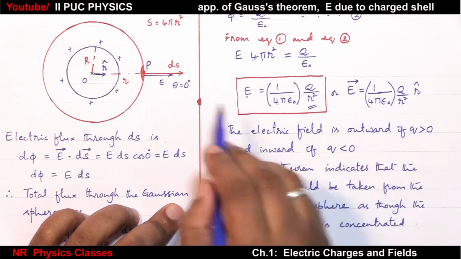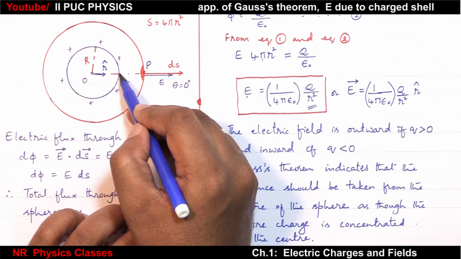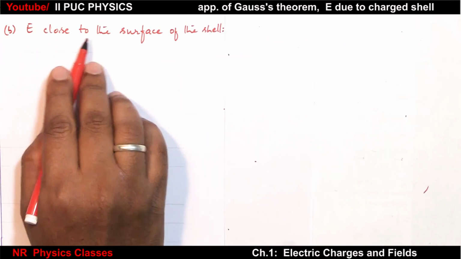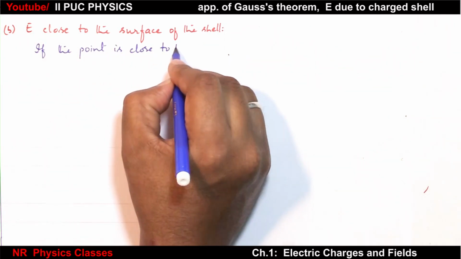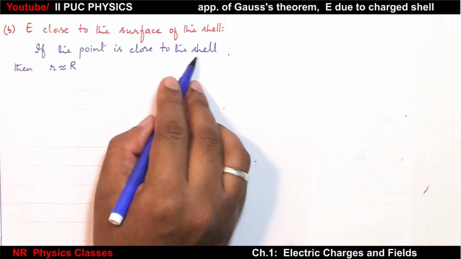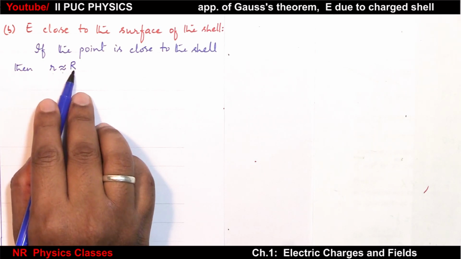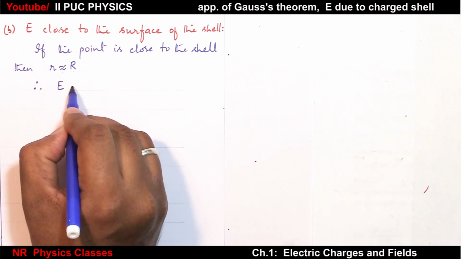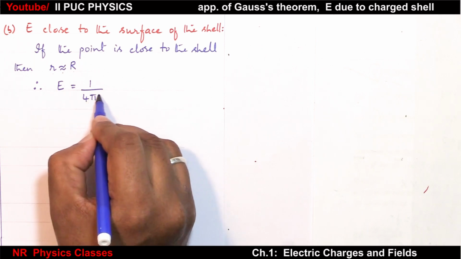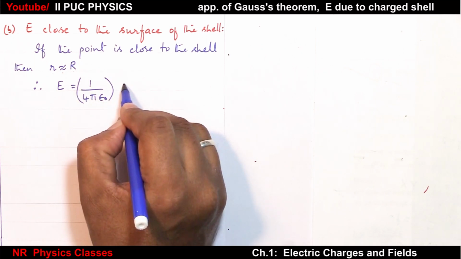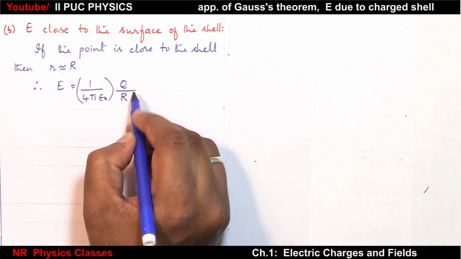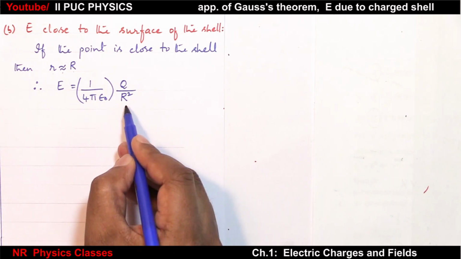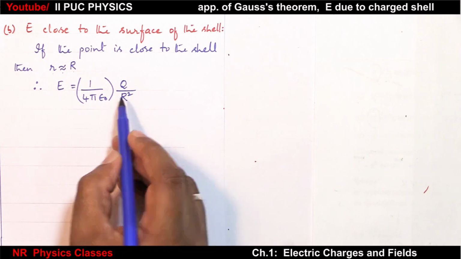Now let us find electric field at a point close to the surface. Nothing but on the surface. Electric field close to the surface of the shell. If the point is close to the shell, then small r is approximately equal to radius of the shell, capital R. Therefore, expression for E becomes 1 by 4 pi epsilon naught into total charge by radius of this shell square. So this is the expression. Earlier it was small letter r, now it is capital R.